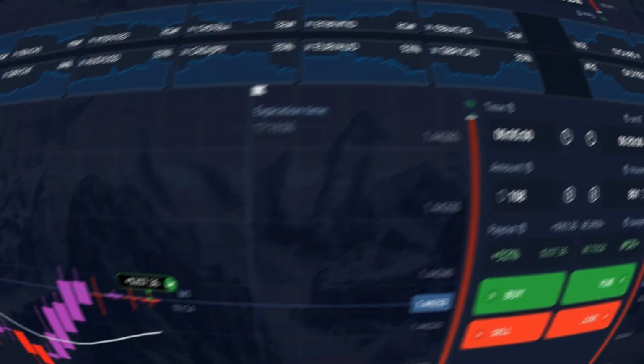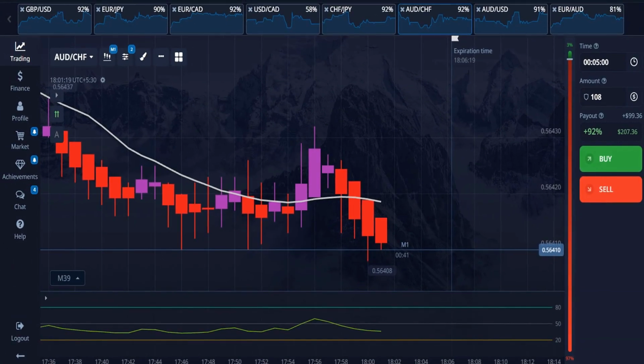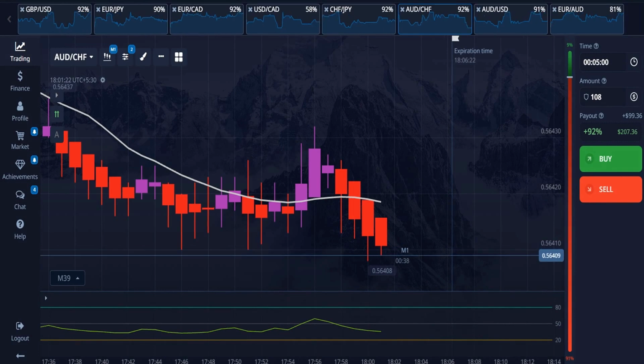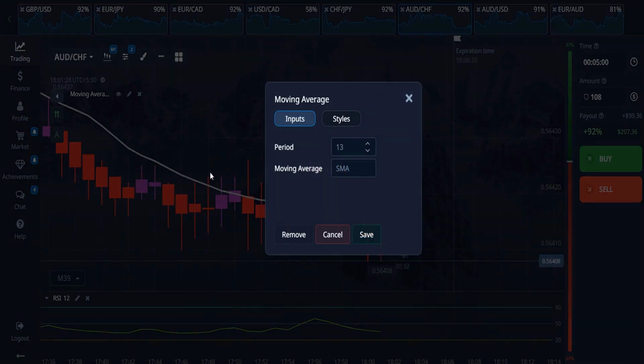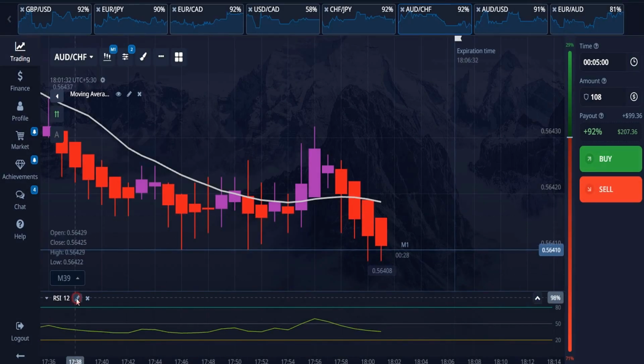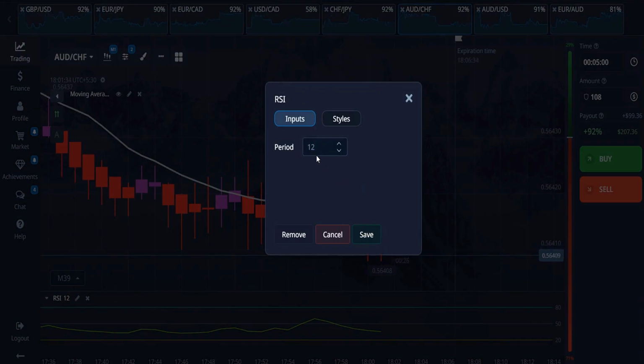Now that you understand the strategy, let's go over the exact indicator settings so you can apply this setup with accuracy. Simple moving average settings. Set period, 13, color and style. Choose a color that stands out on your chart. RSI settings, set period, 12.